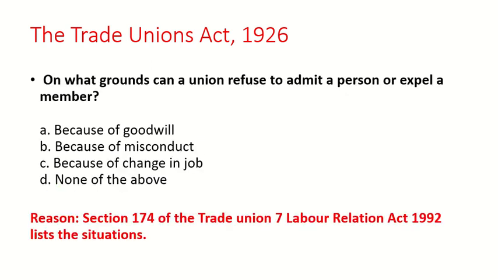Last question. On what grounds can a union refuse to admit a person or expel a member? Options: because of goodwill, because of misconduct, because of change in job, none of the above. Correct answer is because of misconduct.